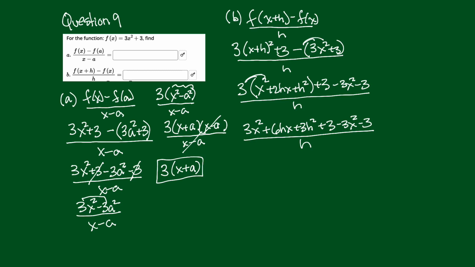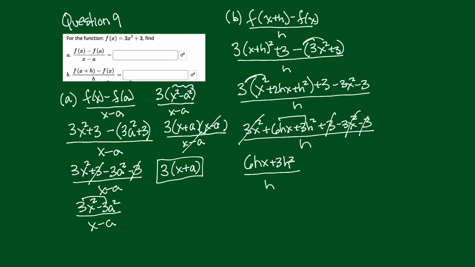I've got 3x squared minus 3x squared. I've got plus 3, minus 3. So here's what's left: 6hx plus 3h squared, right? These are the only terms left, those two, all over h.